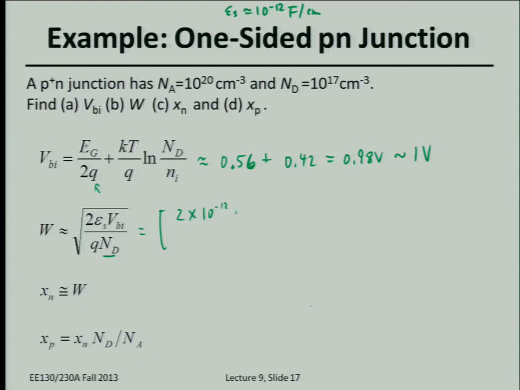And then VBI, let's just assume it's 1. Take the square root over Q, which I hope you remember is just 1.6 times 10 to the minus 19, and ND is 10 to the 17. Who can do this in their head? It's not that hard, very roughly. In the denominator you have 10 to the minus 2. So this whole thing in the parentheses is very roughly 10 to the minus 10, very good. And then the solution is close to 10 to the minus 5.